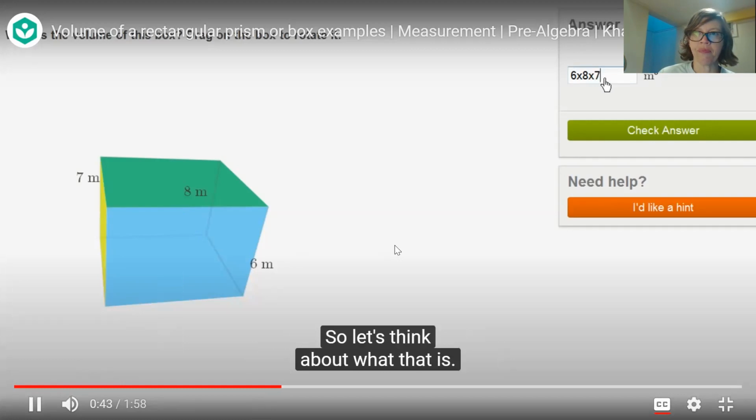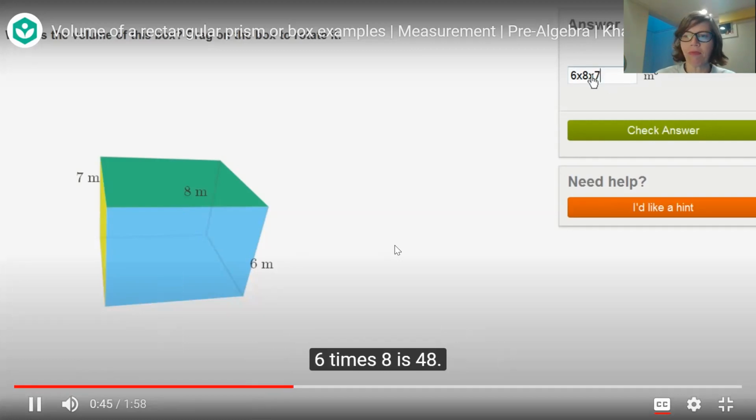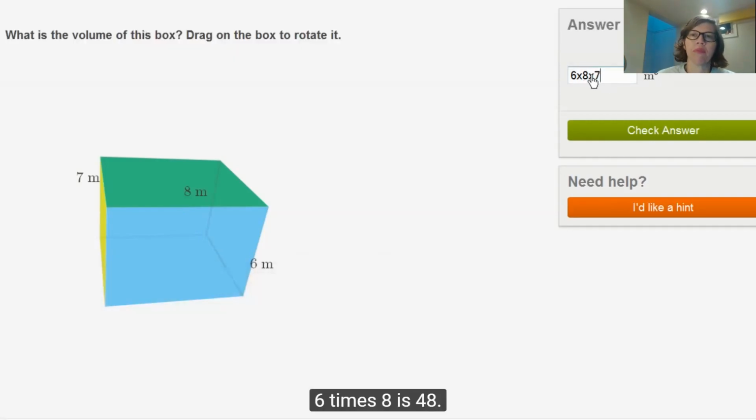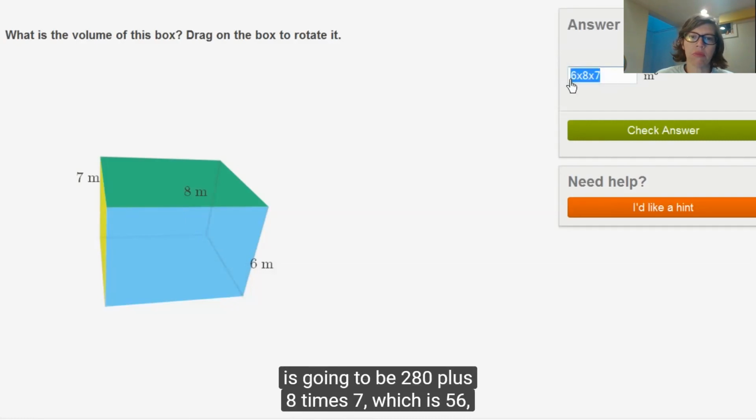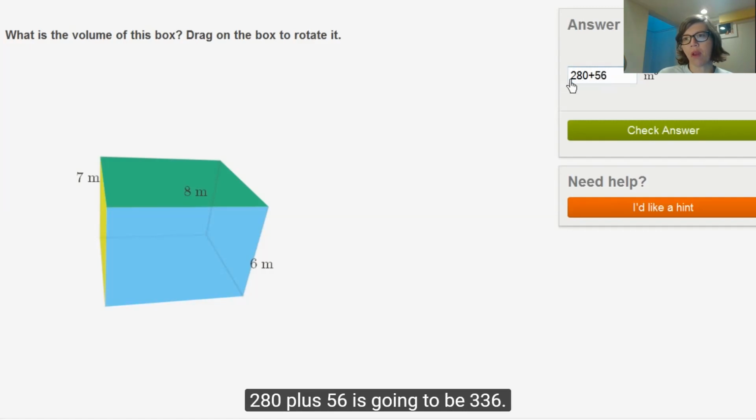So let's think about what that is. 6 times 8 is 48. Let me see if I can do this in my head. 48 times 7, that's 40 times 7, which is going to be 280, plus 8 times 7, which is 56. 280 plus 56 is going to be 336. 336. Let's check our answer.